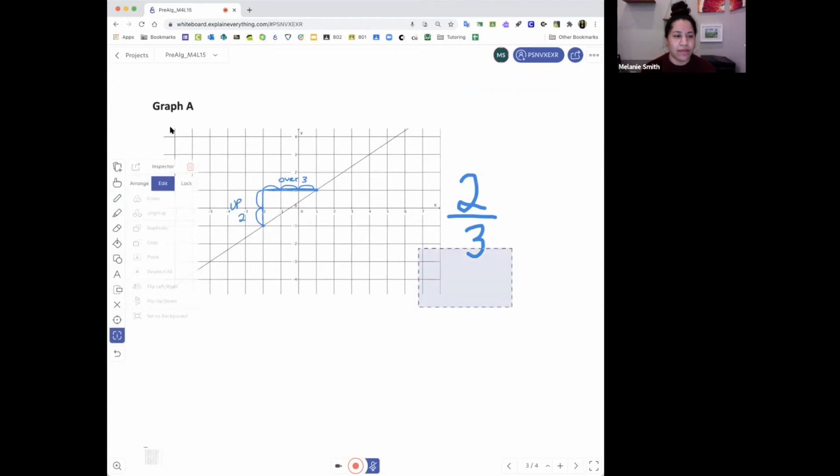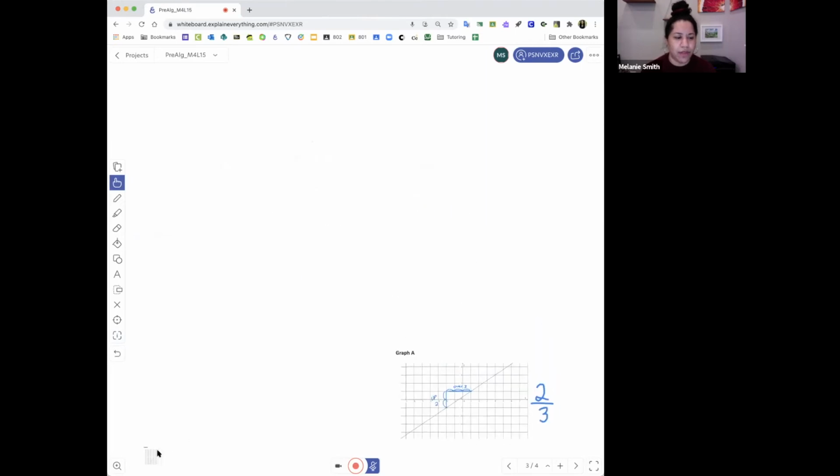Okay, now that we have the slope of graph A, let's see if we can find the slope of graph B. I'm going to move that off to the side.